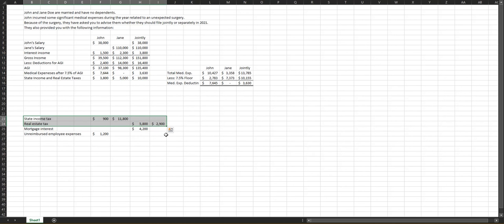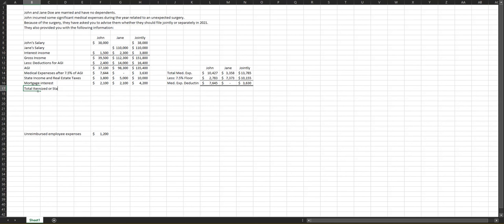So once that's done, now the mortgage interest, we can bring that up as well. If they were to do this separately, they would each get 2,100. Divide that by 2. So once we know that, we can do basically the total of their itemized deductions or the standard deduction, whichever standard deduction for the married filing jointly. Sum these together.